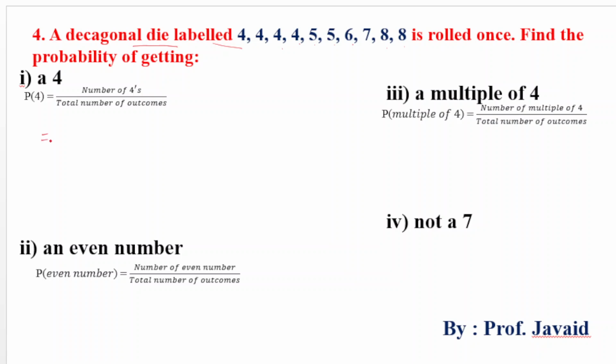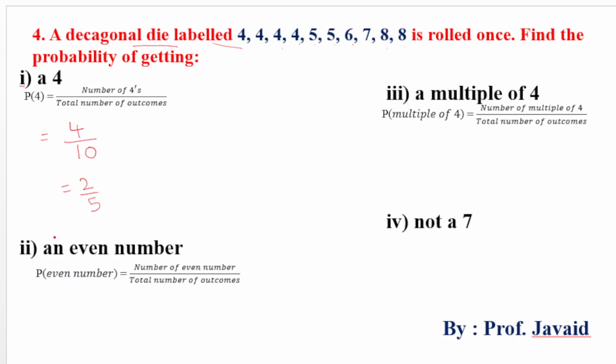So number of fours, basically number of fours are, okay, so simply number of fours, just count the number of four. 1, 2, 3, 4. So these are 4 and the total number of outcome is 10. So let me simplify. So 2 by 5.